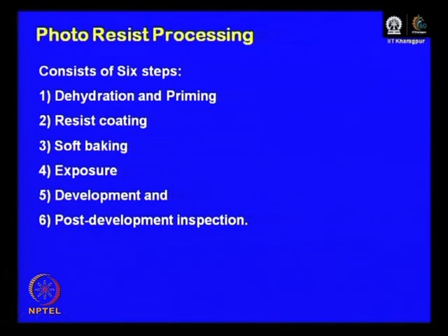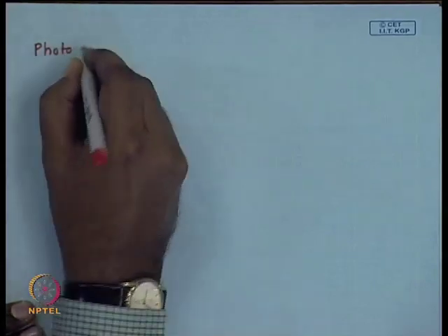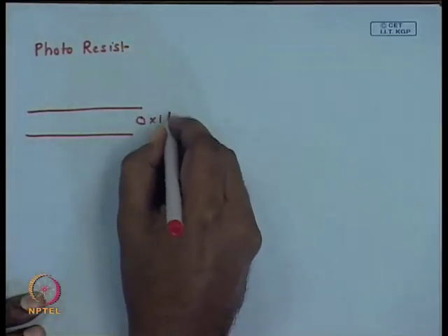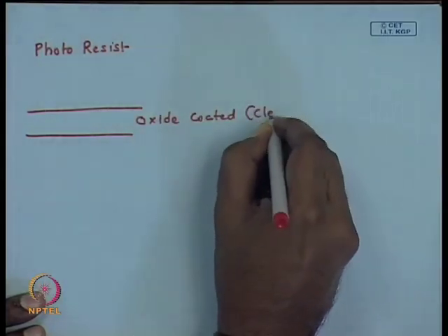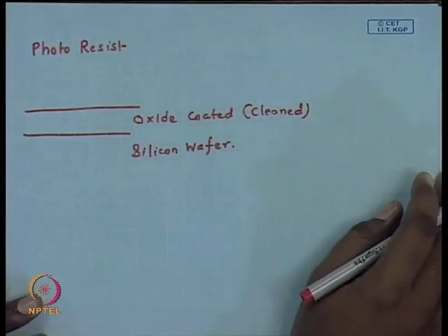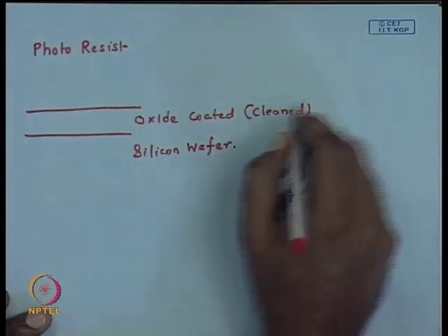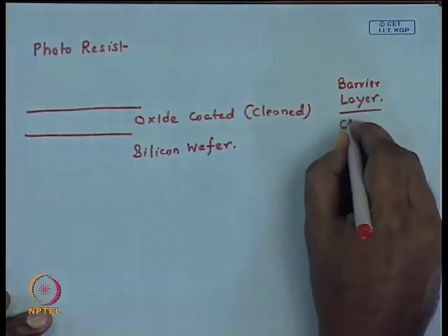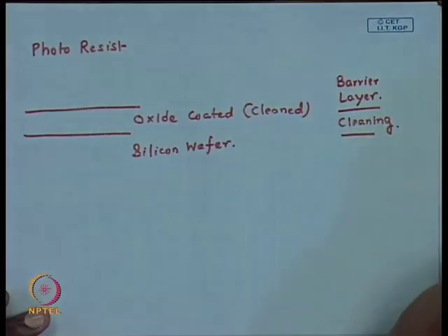Okay. So, now let us get back to the photoresist processing steps. You now understand what a photoresist is, and the photoresist processing is going to be on an oxide coated, cleaned silicon wafer. In our previous class we already discussed the growth of the barrier layer and the cleaning. So, first you take the as supplied wafer, clean it, then grow the barrier layer. Now, it is ready for photoresist processing.